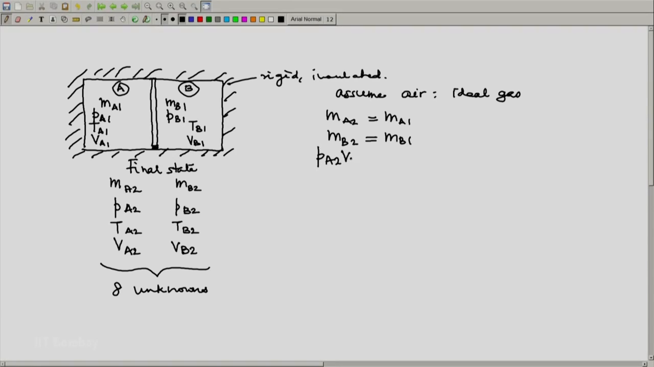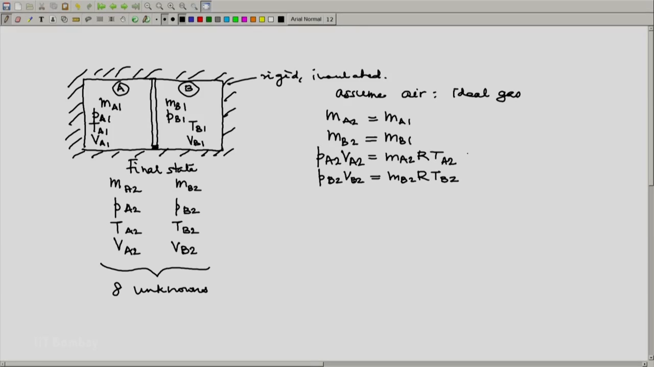So, we will have PA2 VA2 is MA2 R TA2, and in a similar fashion PB2 VB2 equals MB2 R TB2.